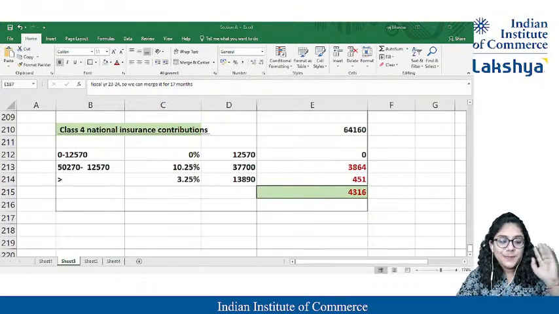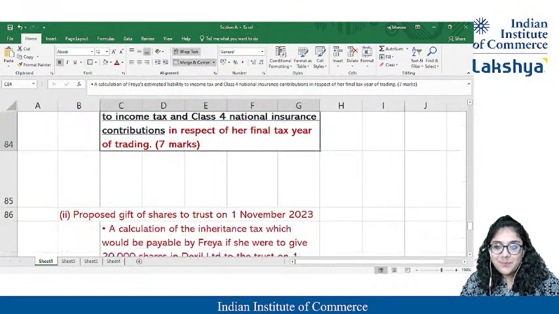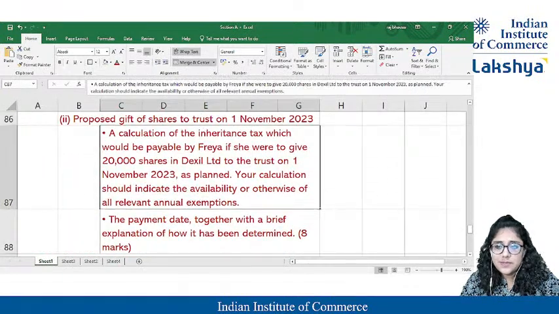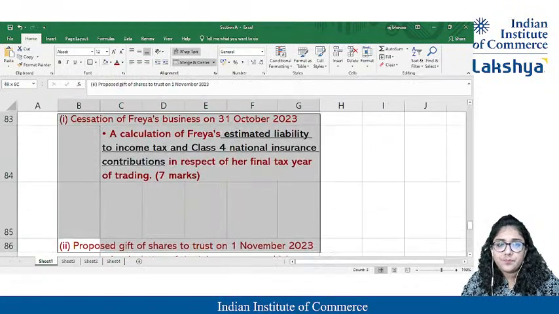And yeah, there's a weightage of like 50 marks. Let's read the last question for the day. Okay, so yeah, this is the last question. Proposed gifts of shares.